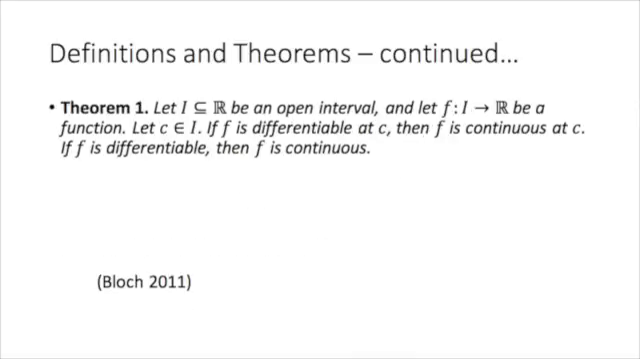Now, theorem 1 is the important part which connects differentiability with continuity, and it says that if you have a function f on an open interval I differentiable at point c in that interval, then f will be continuous at c. And if f is differentiable everywhere in that interval, then f is continuous everywhere on that interval.